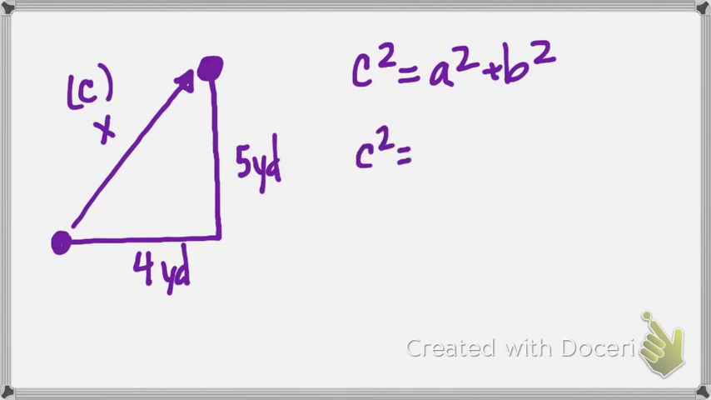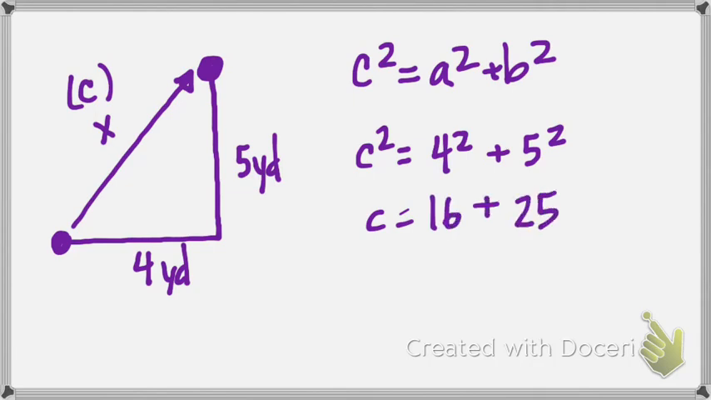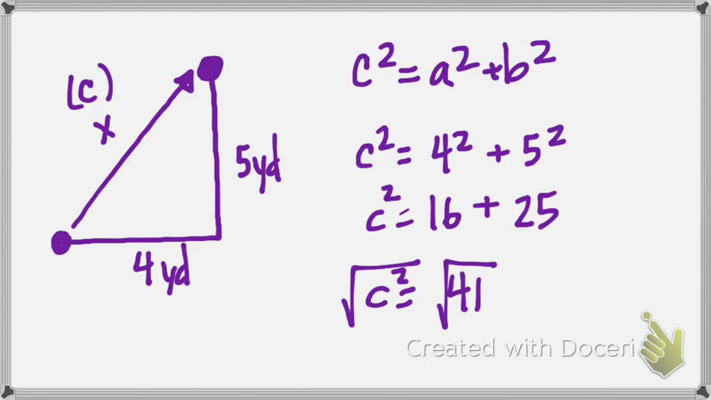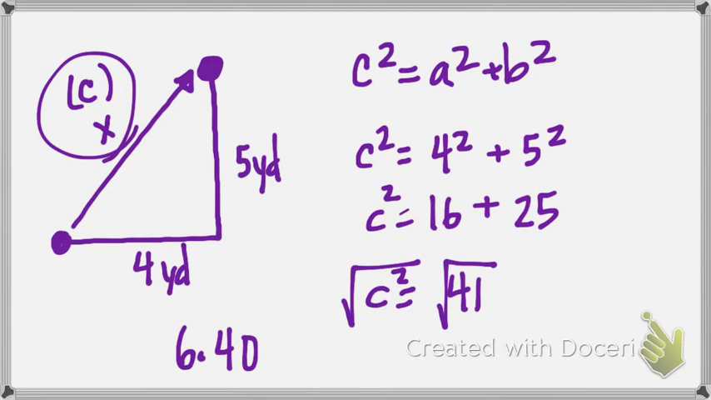And so I'm going to have c squared equals a squared, which I'm going to make 4 my a, plus my b would be 5 squared. So I've got 16 plus 25, and if my math is correct, that is 41. So then I want my c by itself, so I'm going to take the square root of both sides, and the square root of 41 is going to be 6.40. So that's going to be my displacement. So that's going to be 6.40 yards.